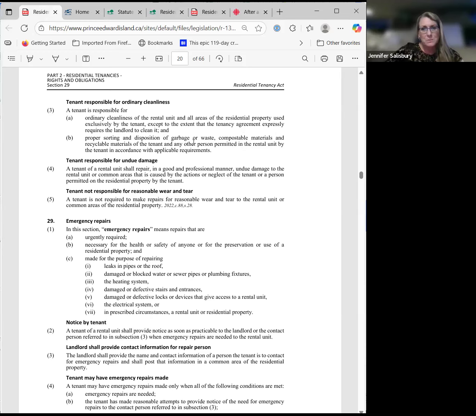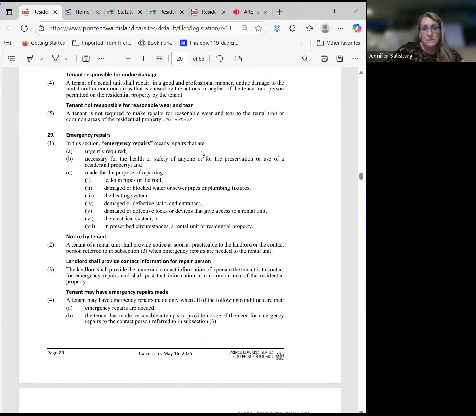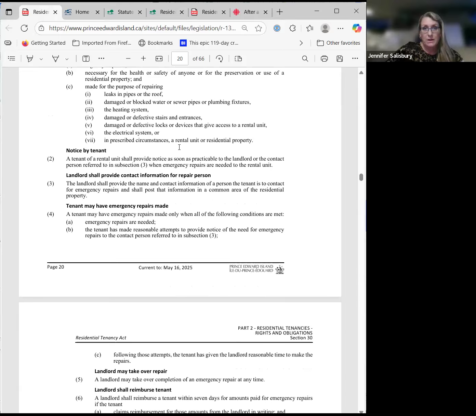Okay, tenant responsible for undue damage. This is what we call willful damage, where it's more than just normal wear and tear. This defines emergency repairs. And there's all kinds of examples. That's cool. And the tenant, okay, notice by tenant. A tenant of a rental unit shall provide notice as soon as practicable to the landlord or contact person referred to in subsection 3 when emergency repairs are needed to the rental unit.